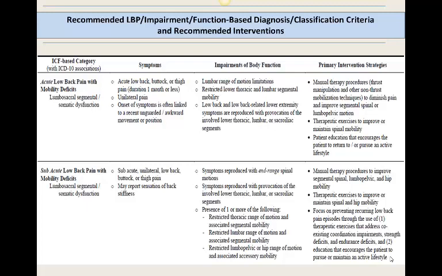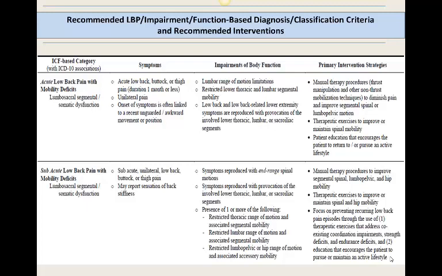The primary interventions are manual therapy procedures. It's recommended thrust manipulation and other non-thrust mobilization techniques to diminish pain and improve pain. Therapeutic exercises should also be implemented to maintain spinal mobility and supplement manual therapy procedures. Patients should also receive education to stay active, to continue an active lifestyle, and not to succumb to bed rest.